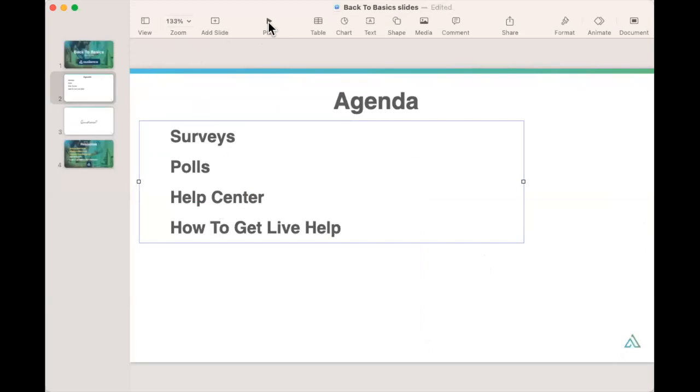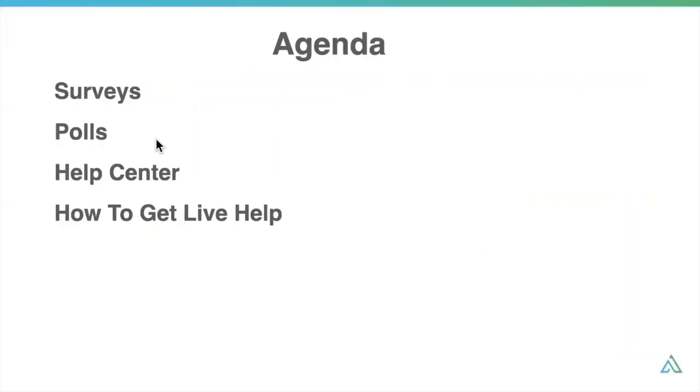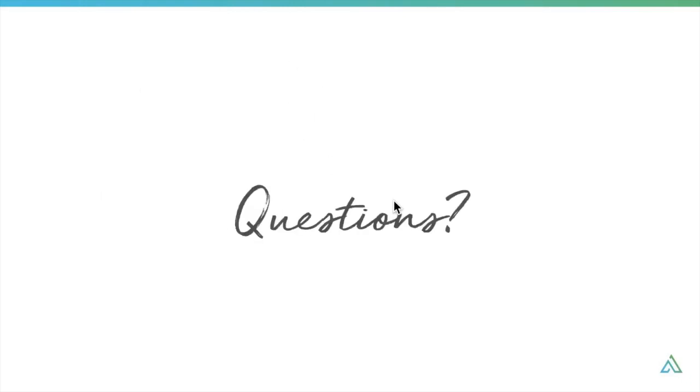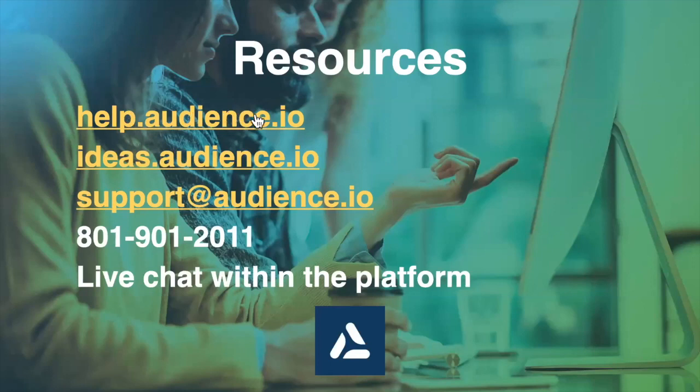Okay. So we've gone through our surveys and polls. Let's take a look at the Help Center at help.audience.io. Help.audience.io is a searchable database of help questions and answers that you can use. And if you're not finding what you need there, you can find us at ideas.audience.io. This is going to give you more information about our national promotions that are coming up that you can sign up for, depending on which company you work for.